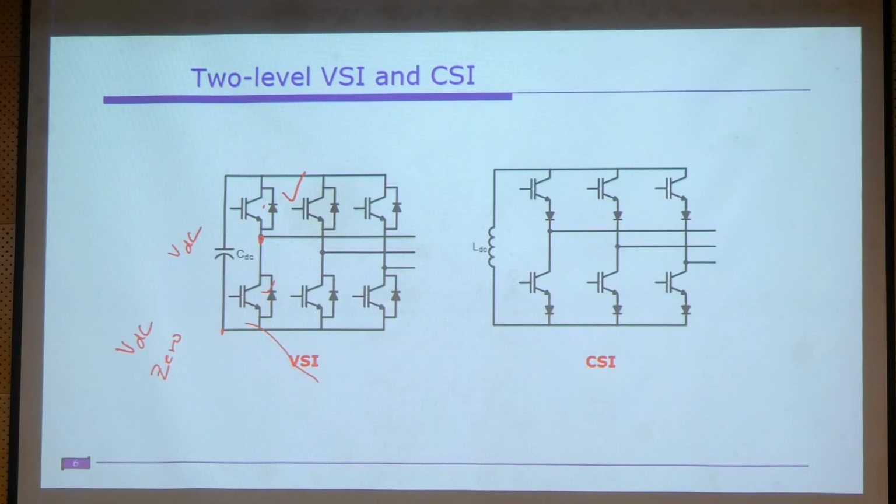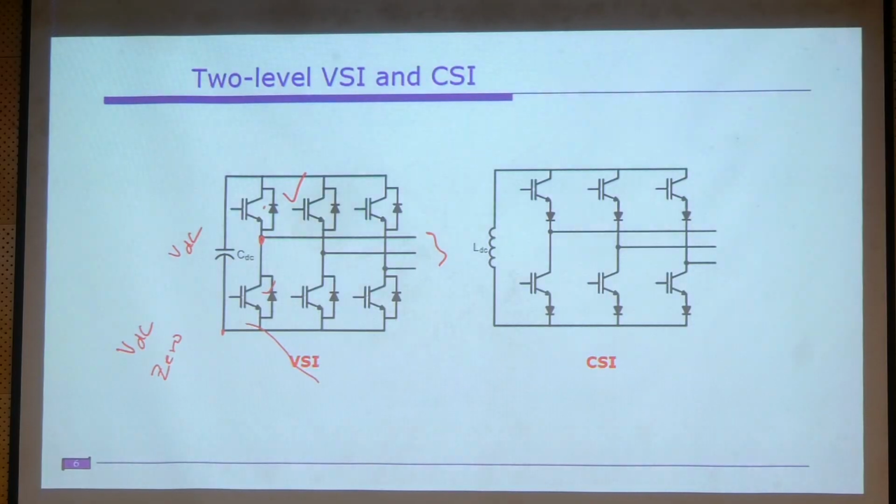And another interesting thing is that there are no phase voltages here, so we only have line voltages. These are the line voltages, so we cannot access the phases. If at all you require the phase voltages, the best way is that we need to split this DC link to the half. In this way you can get the phase voltages.